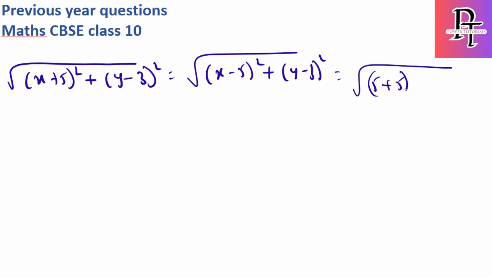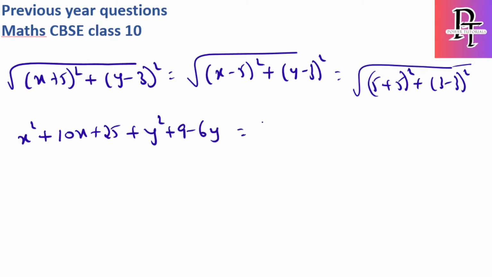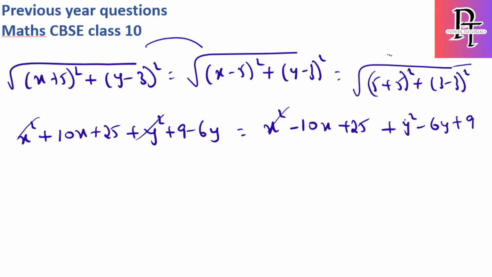So I will just consider roots for every side. Now this becomes a plus b whole square, which is x square plus 2 into 5, that is 10x, plus 25, plus y square plus 9 minus 6y, is equal to x square minus 10x plus 25 plus y square minus 6y plus 9. So I just related these two first. Let's keep this aside. Okay, so x square, y square get cancelled out, and even 25 and 9 also get cancelled out.